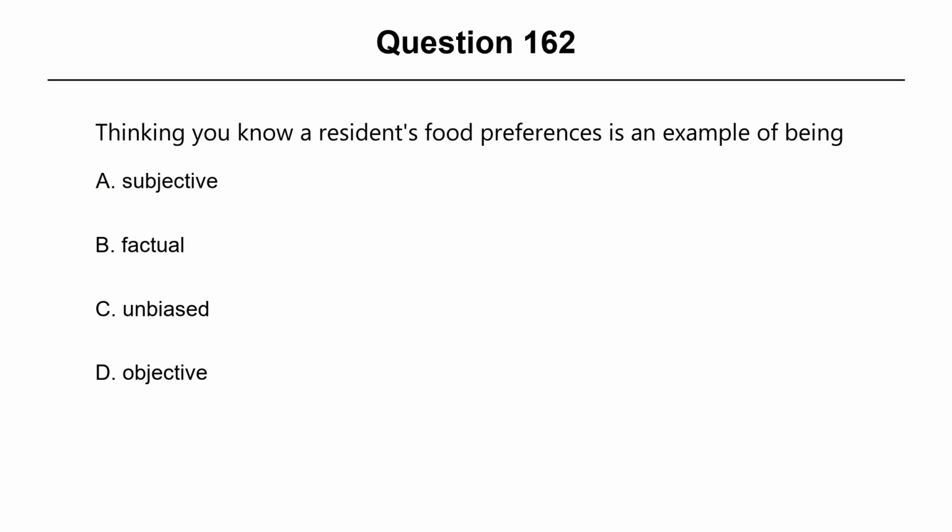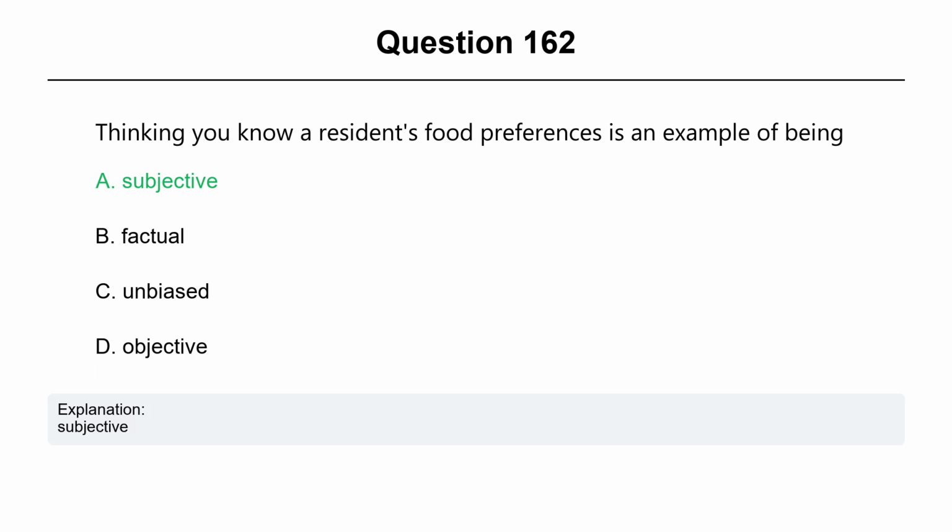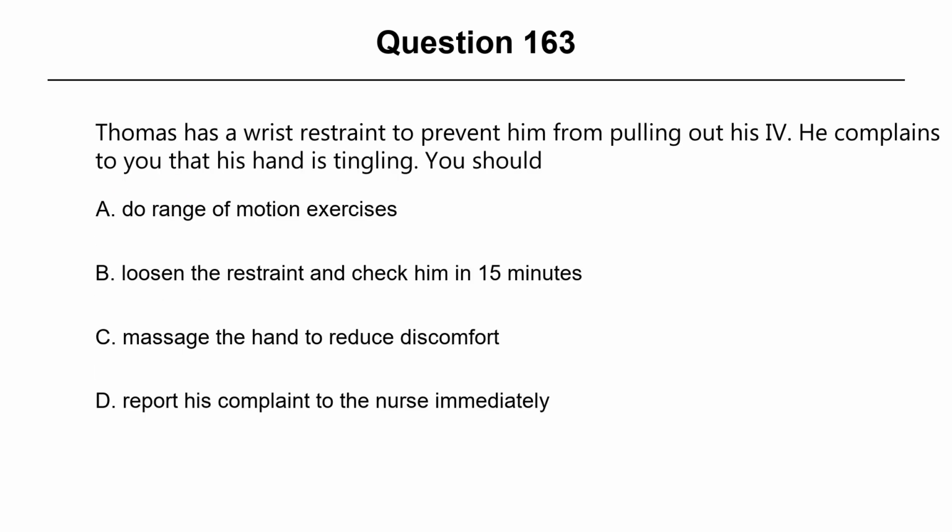Thinking you know a resident's food preferences is an example of being option A, subjective, option B, factual, option C, unbiased, option D, objective. The correct answer is option A, subjective. Subjective. Question 163.